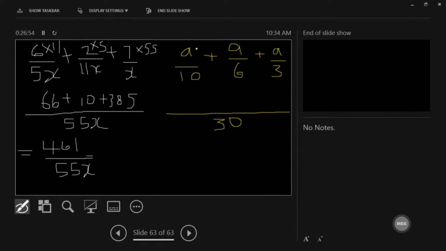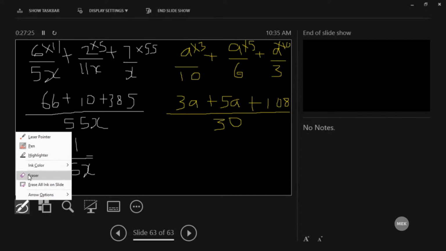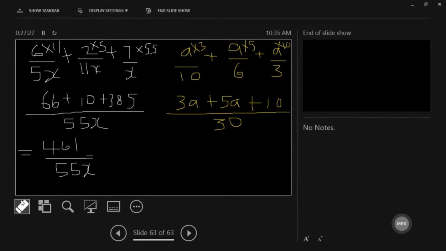10 goes into 30 3 times, and a times 3 is 3a. 6 into 30 goes 5 times. a times 5 is 5a. And 3 into 30 goes 10 times. a times 10 is 10a. Okay, so 10a, not 8. 10a.